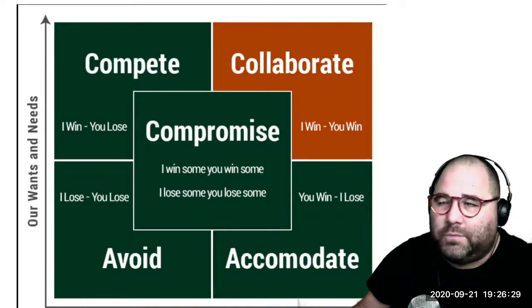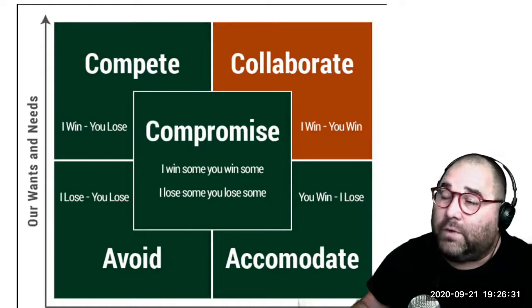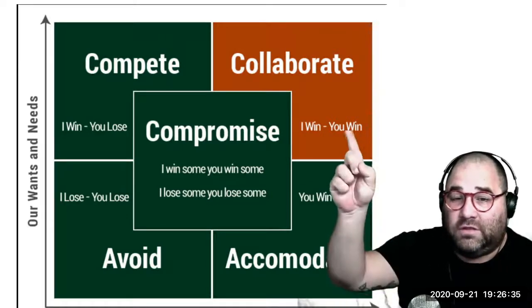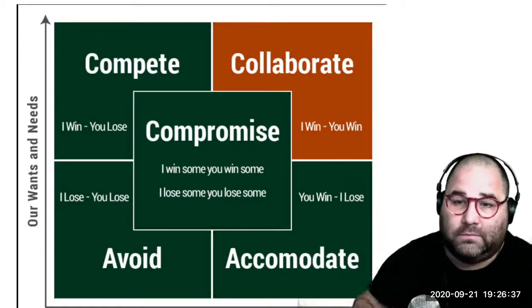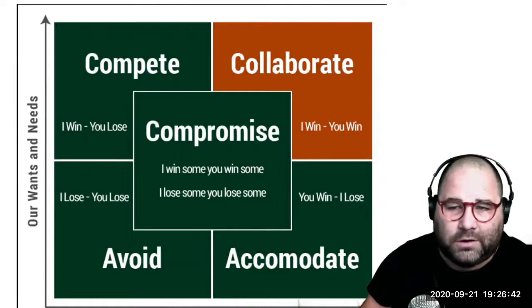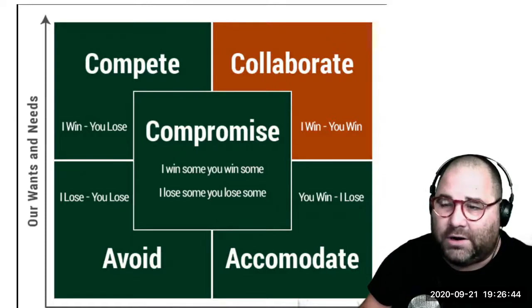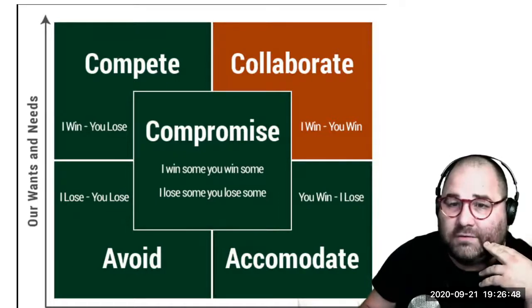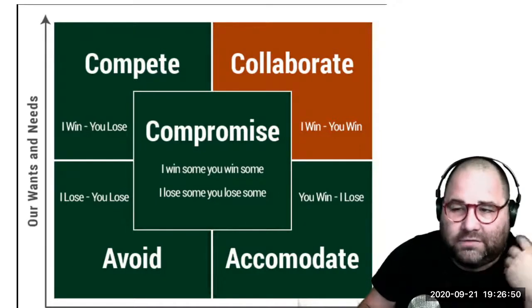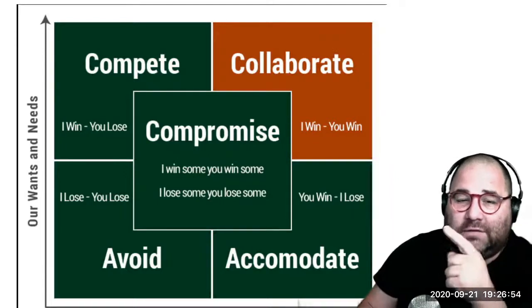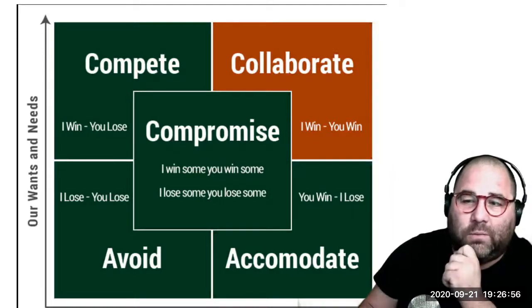Now, the super golden, awesome rainbow unicorn fantasy is to get to this one, collaborate. It's where you stop seeing the person you're negotiating with as a competitor and start to see them as a collaborator. How can we work together to maximize value for both of us? It takes a lot of teamwork. It takes a lot of open questions. It takes a lot of honesty. Getting to that point, though, that's the point where you both win.